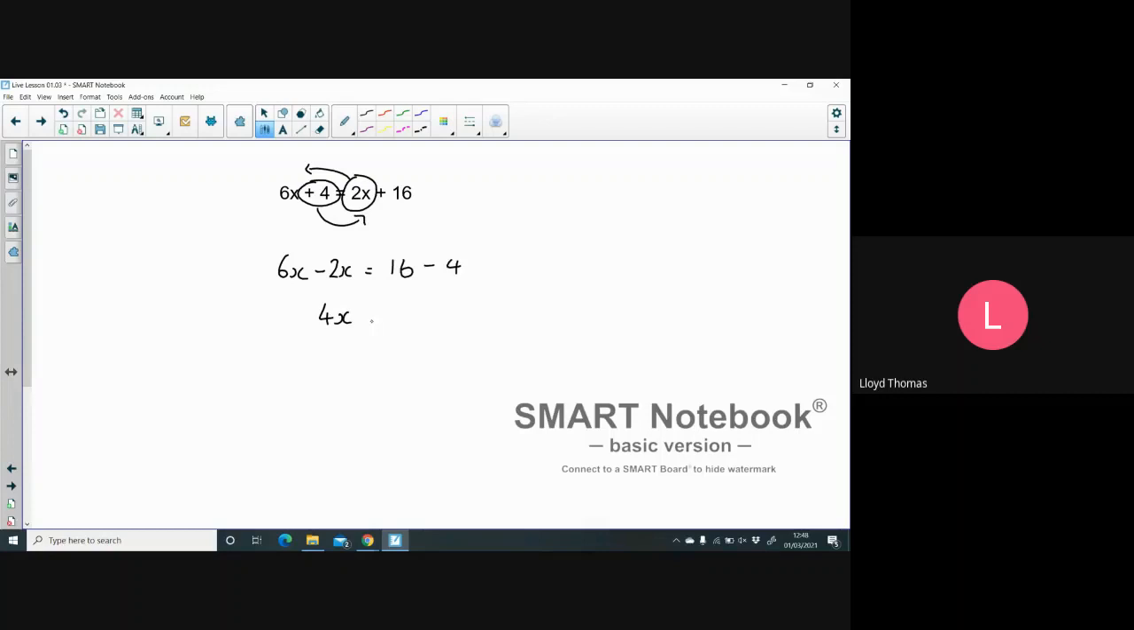16 take away 4 is 12. Next step, I'm going to move that 4 over to become a divide. So it's x equals 12 divided by 4. And I get an answer of 3. So that's just a little explanation about when there are x's on both sides. I know I maybe did some of these last week, but it's all recap so far.